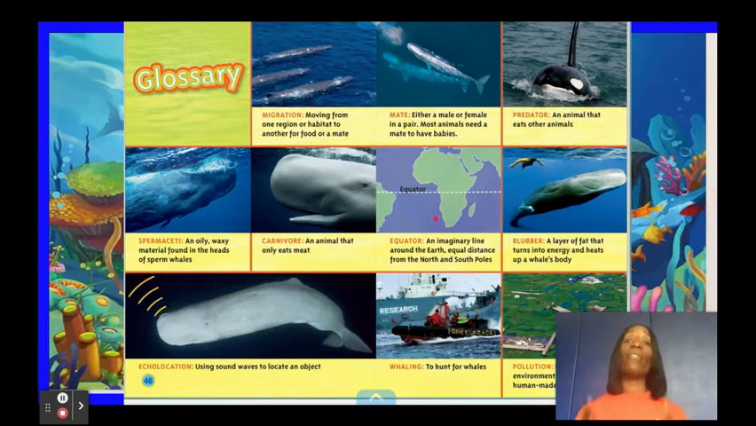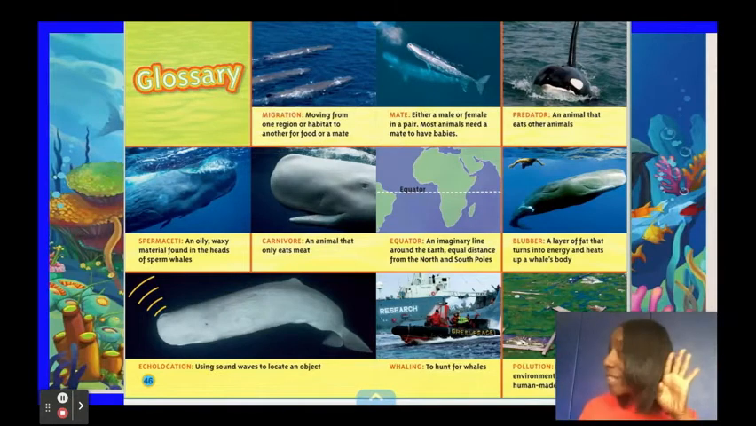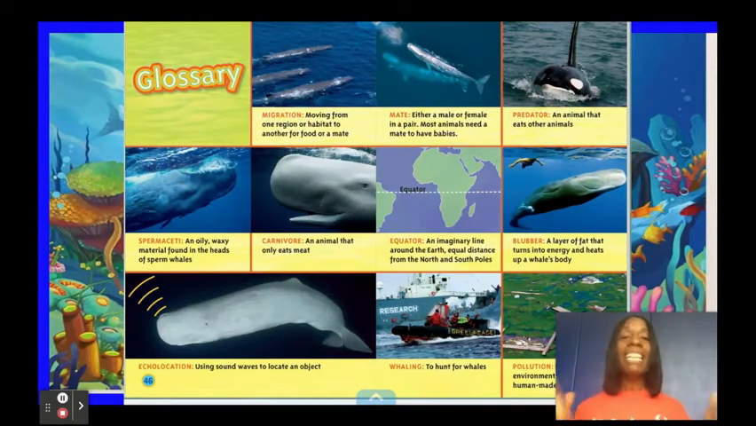Now, scholars, the focus of our lesson today, glossary. Let me hear you say glossary. Great, glossary. Now, let's take a really close look at this glossary here. So, first of all, we see the word migration. And we see a picture. It says moving from one region or habitat to another for food or a mate.